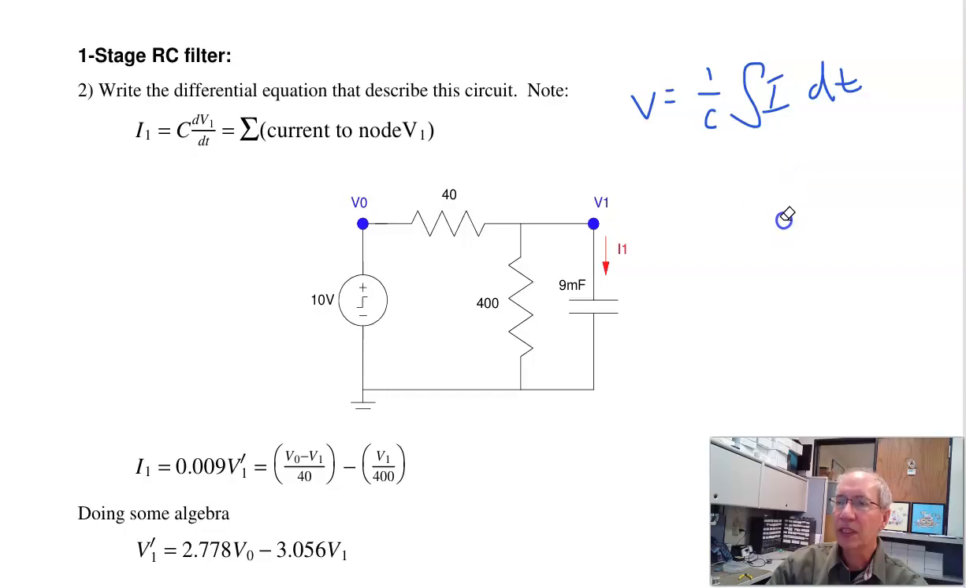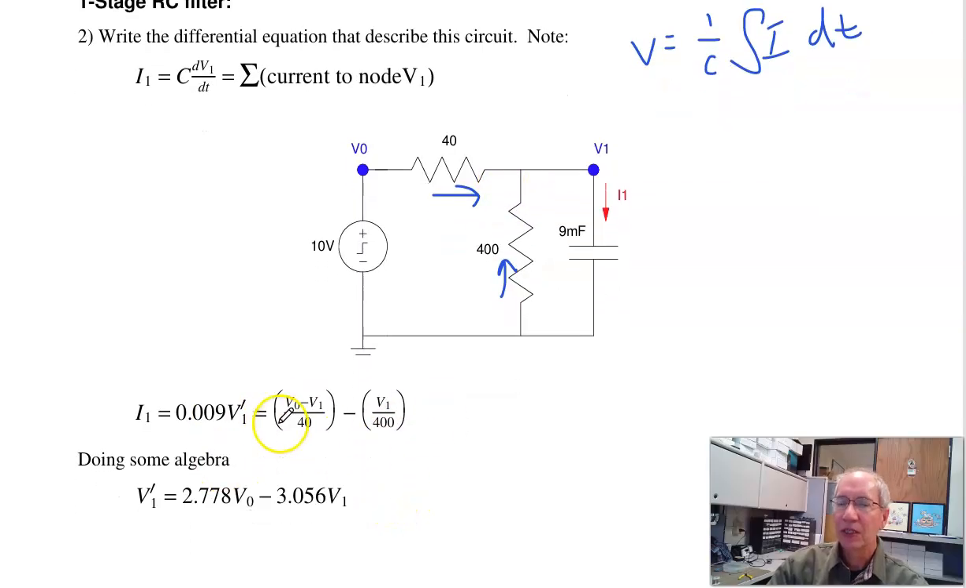So I1, in this case, is the current from the left plus the current up. Current from the left is V0 minus V1 over 40. Current up is 0 minus V1 over 400. That's C dV dt. Doing some algebra, simplifying it, that is the differential equation that describes this circuit.